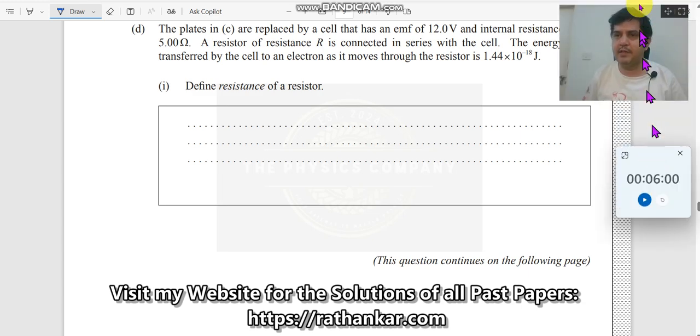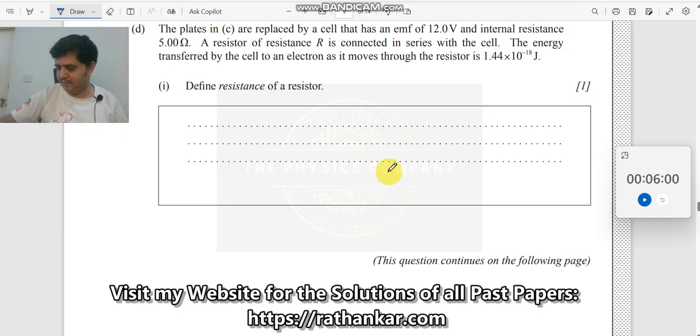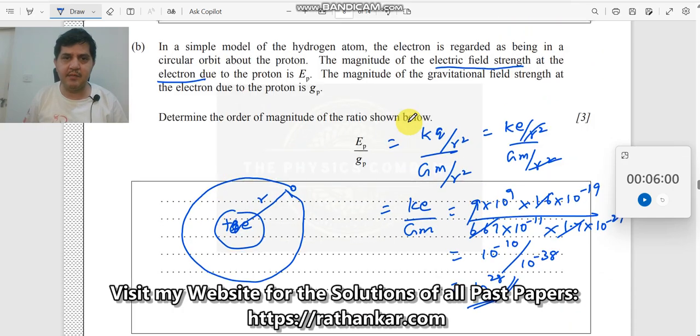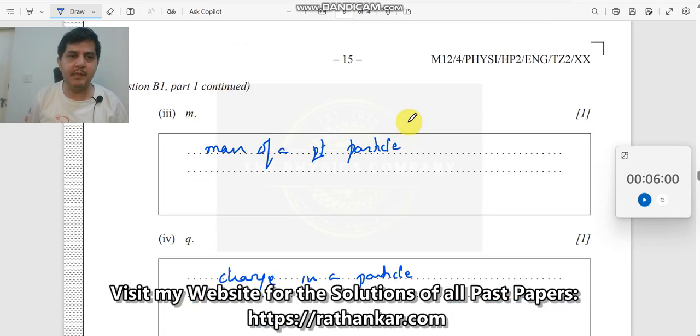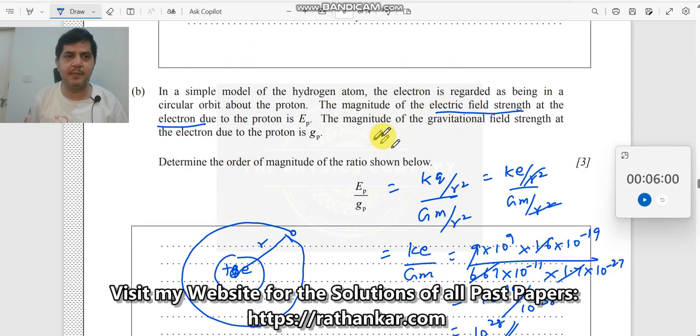Okay, welcome to the second part of the problem. Let me just give a prelude of what we have seen so far. This is what we had considered. We looked at what we mean by gravitational field, mass of a particle, charge of a particle. We described all this in the previous video.